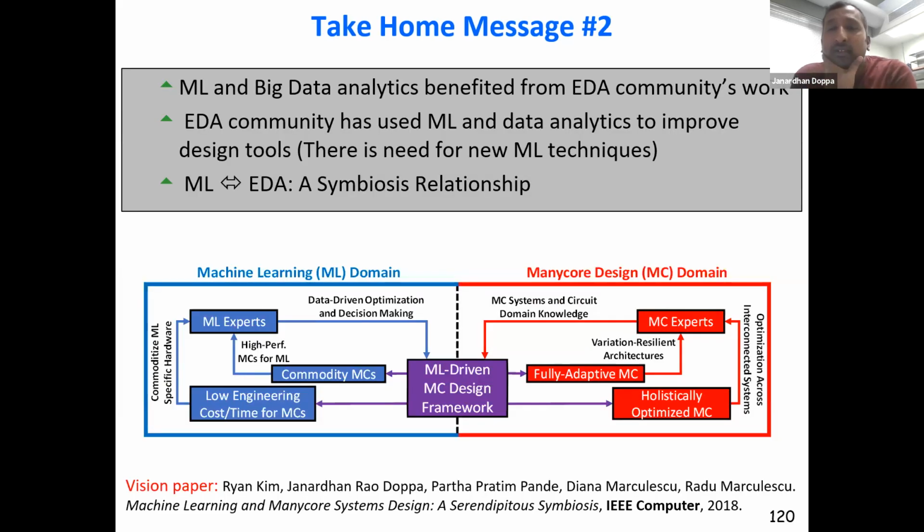The second take-home message that I want to give is that machine learning and big data analytics have benefited hugely from the EDA community's work. In fact, all the successes that we are seeing for deep learning over the last 7 or 8 years wouldn't have been possible without the excellent contributions made by the EDA and computer architecture community, especially GPUs and TPUs. And the EDA community, like Biresh has mentioned, has started using machine learning and data analytics to improve the design automation tools.